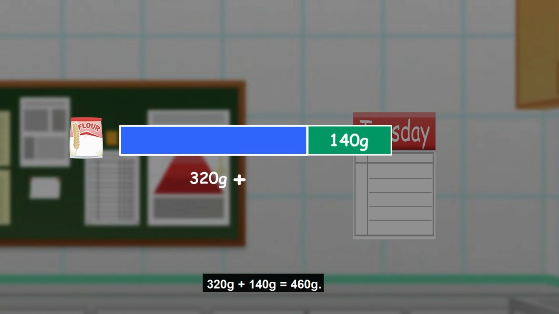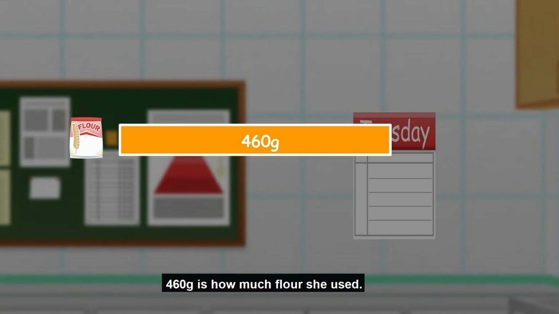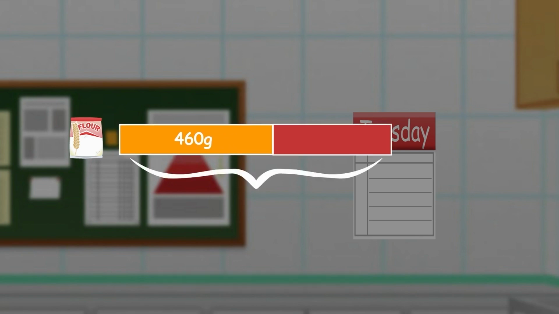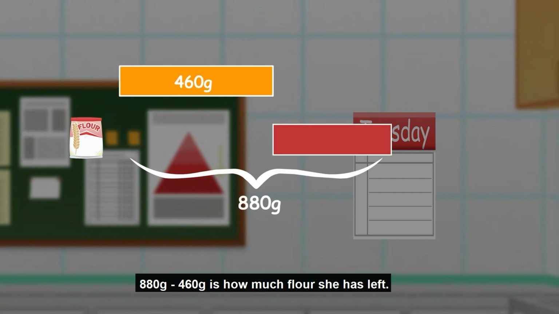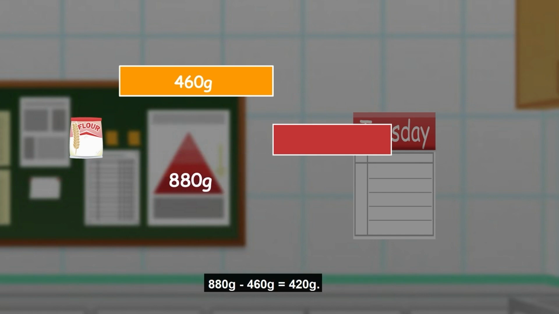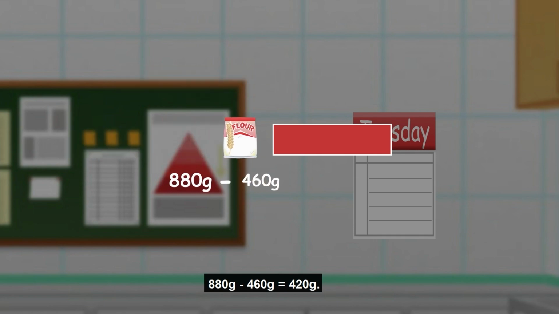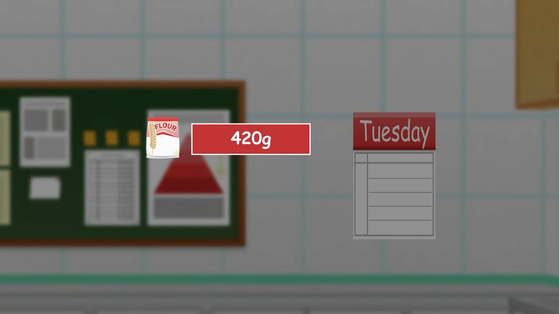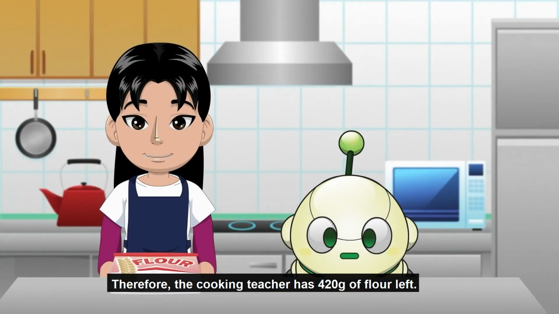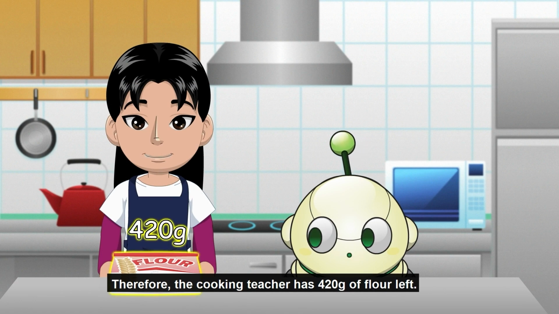320 grams plus 140 grams equals 460 grams. 460 grams is how much flour she used. 880 grams minus 460 grams is how much flour she has left. 880 grams minus 460 grams equals 420 grams. Therefore, the cooking teacher has 420 grams of flour left.